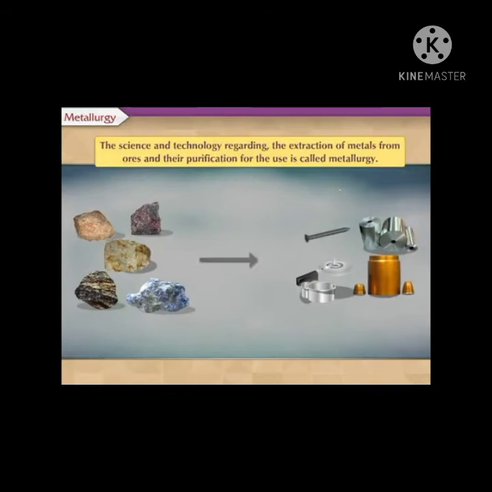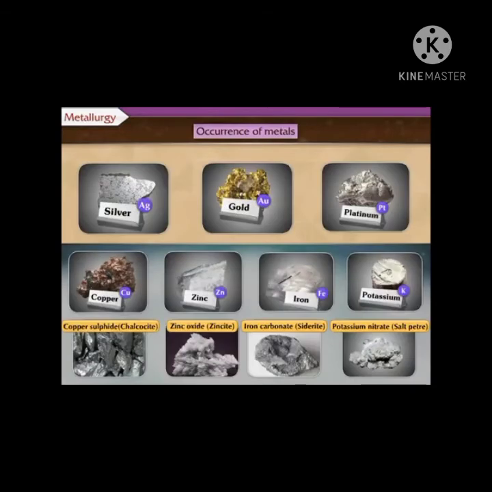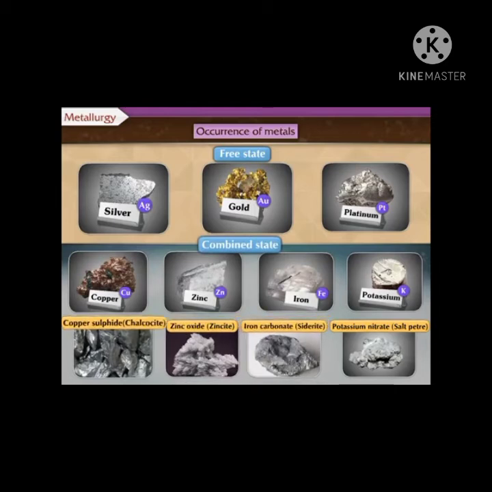The science and technology regarding the extraction of metals from ores and their purification for use is called metallurgy. Occurrence of metals. Metals occur in nature in the free state and in the combined state. Reactive metals are found in the combined state as their salts, such as oxides, carbonates, sulfides and nitrates.